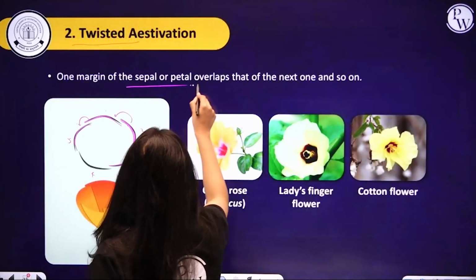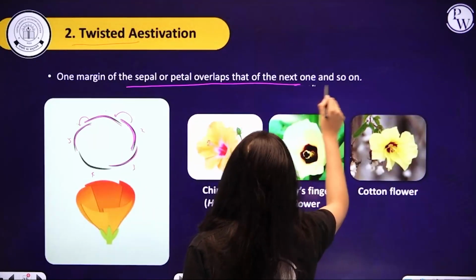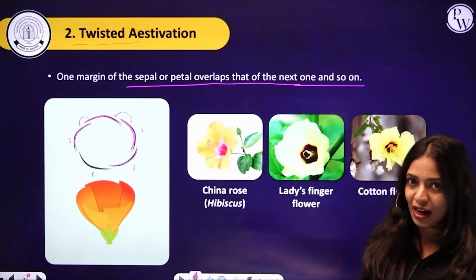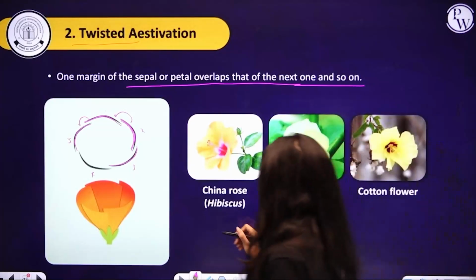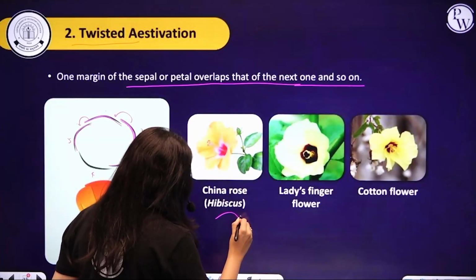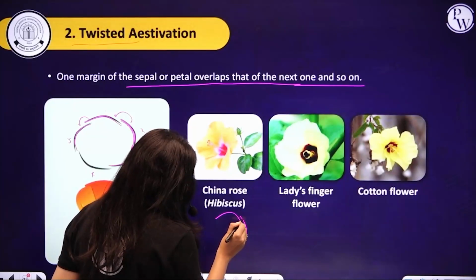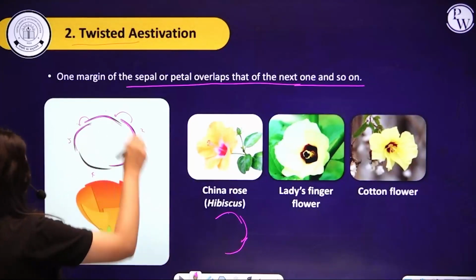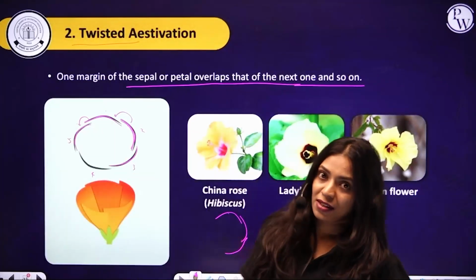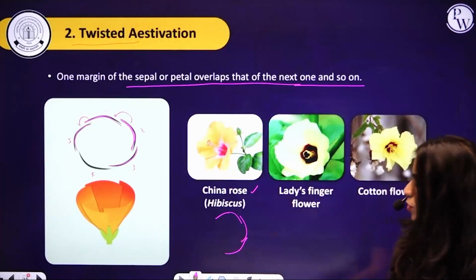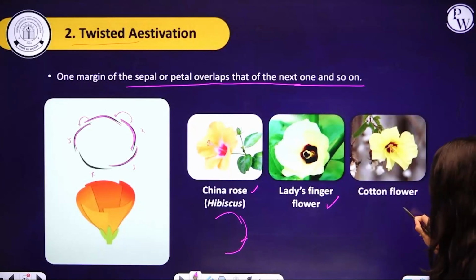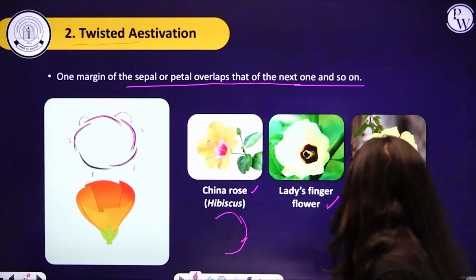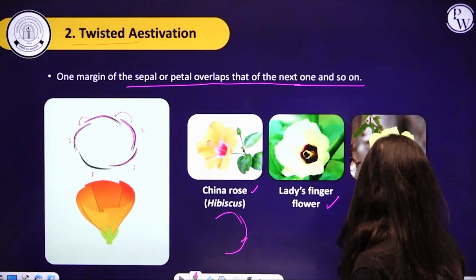So that will happen for all the petals. One margin of the sepal or petal overlaps that of the next one and so on. Did you get my point? Here we do see some overlapping which was not there in valvate. So if this is one petal, the next one will overlap it here. On one end it is overlapping the previous one. In the other end it is being overlapped by the next one. So that is what we observed here. This kind of aestivation can be seen in case of China rose, which is also called hibiscus, lady's finger flower, and also cotton flower. This type of aestivation is called twisted aestivation. Okay, now let's move on to the next type.